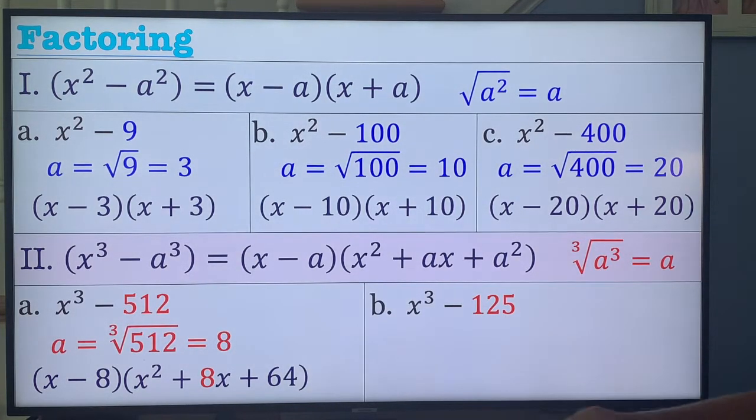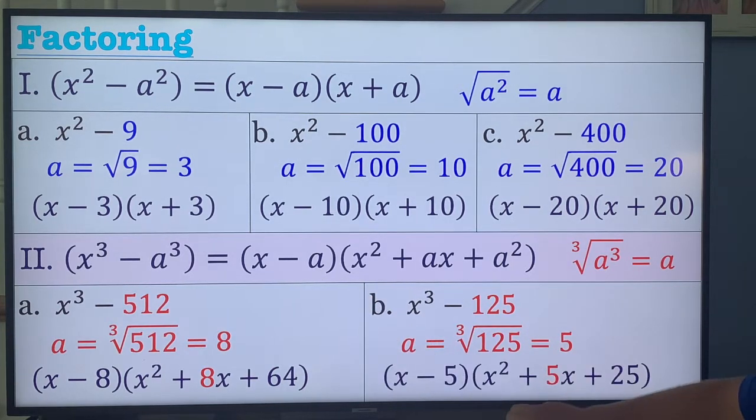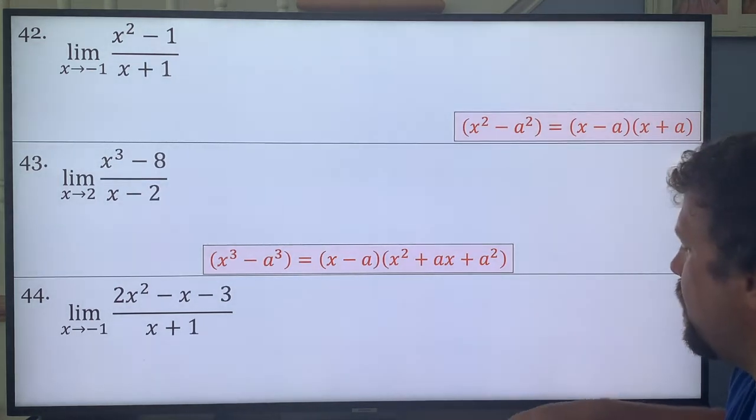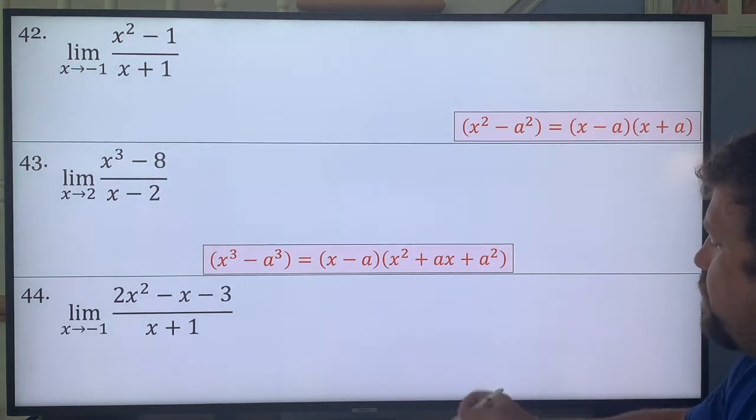You tried it. Cube root of that is 5. So, x minus 5 times x squared plus 5x plus 5 squared, which is 25. All right. Quick review. All right, back to the problems. 42. What do we do?